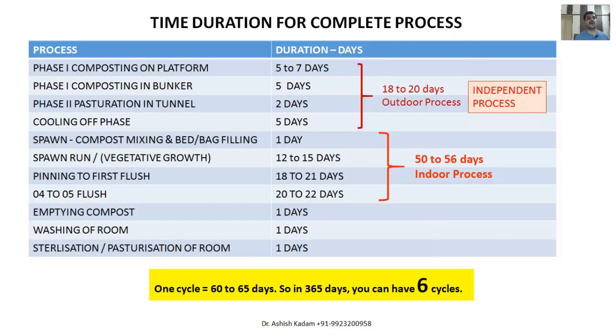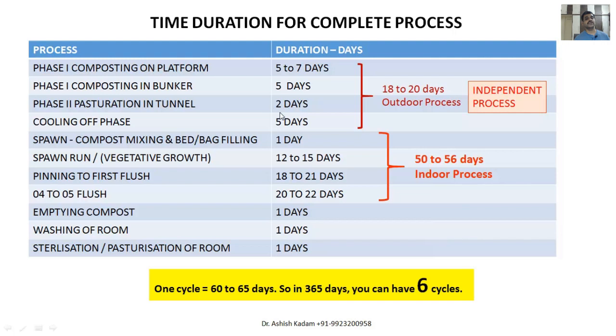Now let us understand how much time is required to complete this entire indoor and outdoor process. We have seen that compost making we are considering as an outdoor process, but the rest of the processes from the spawn area or spawn filling onwards are completed in the clean areas. Phase 1 composting, which we do on the platforms, requires around 5 to 7 days. Then the material comes to the bunker, where it spends around 5 days for the maturation of the compost.